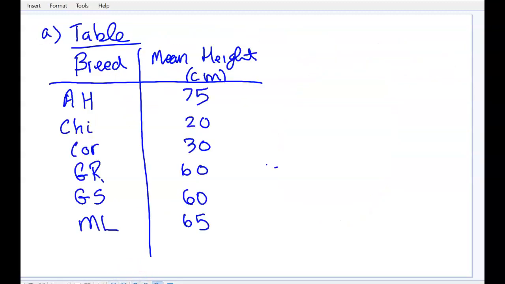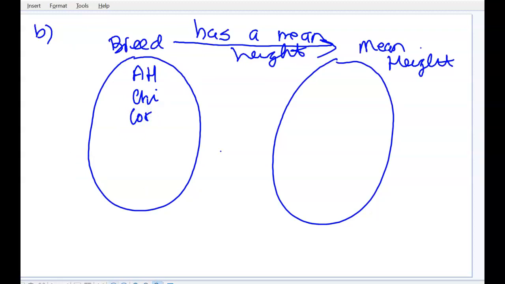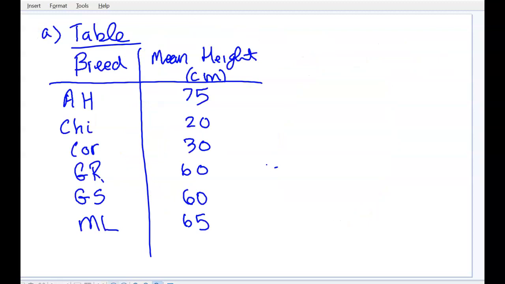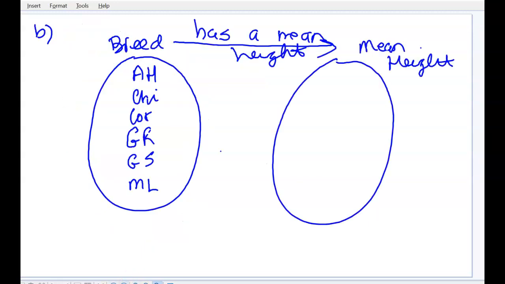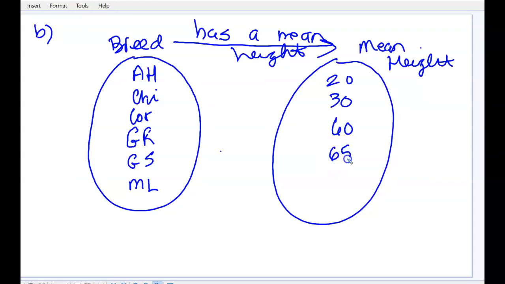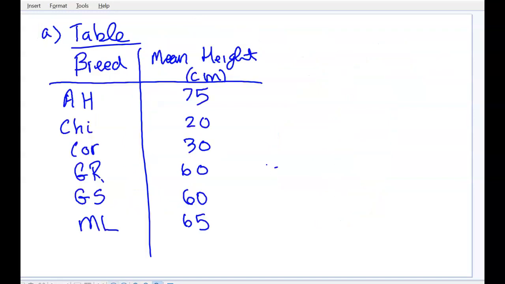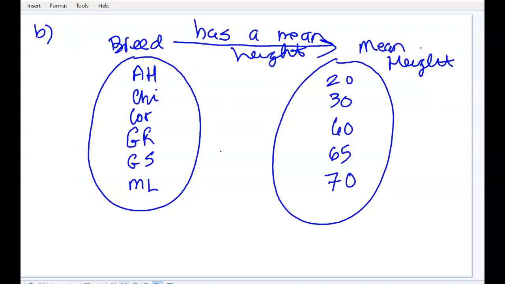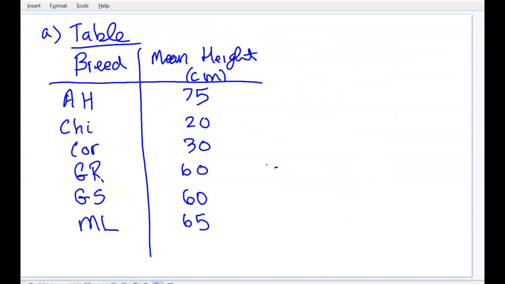Chihuahua, Corgi, Golden Retriever, German Shepherd, Malamute. And again, the heights are 20, 30, 60, 65, and 70. And again, if the height shows up more than once, you only need to show it once in the arrow diagram. So the hound goes to, I missed, that shouldn't be 70, this should be 75. So there's our first relation.